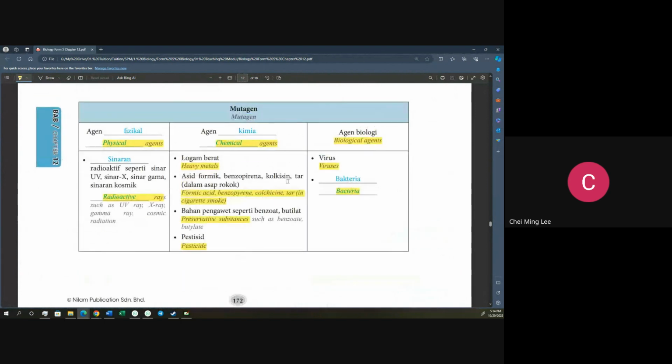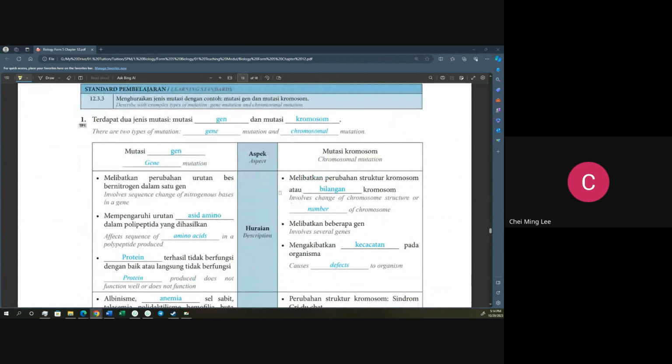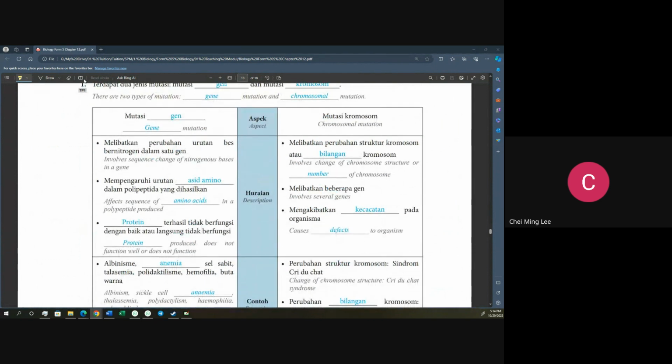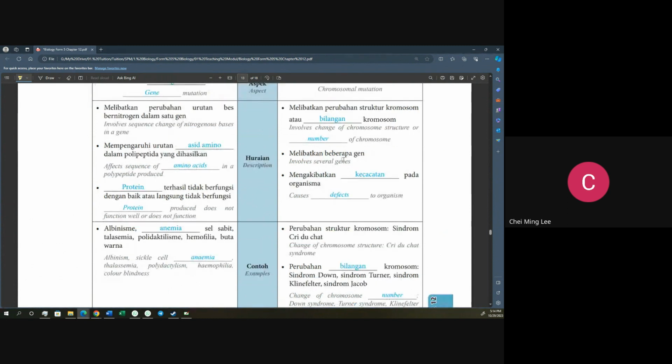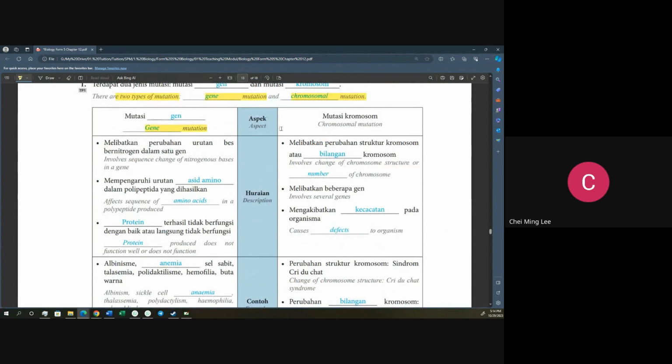Okay, so up to here, any questions before we move to the next? Okay, good. So let's continue. There are two types of mutation involved: genetic mutation and chromosomal mutation. So let us do the comparison.